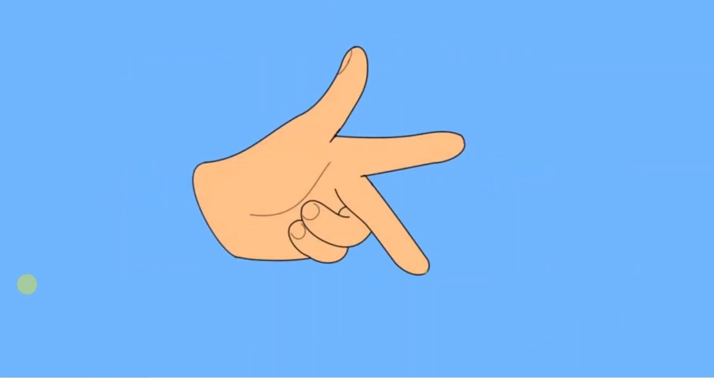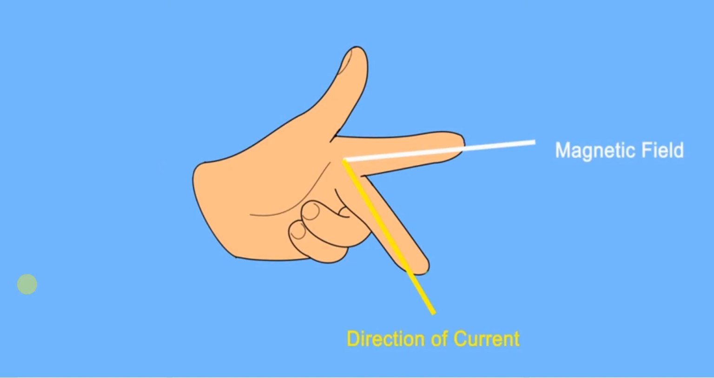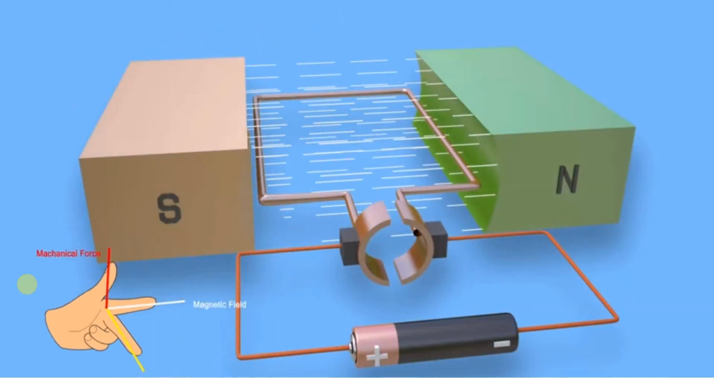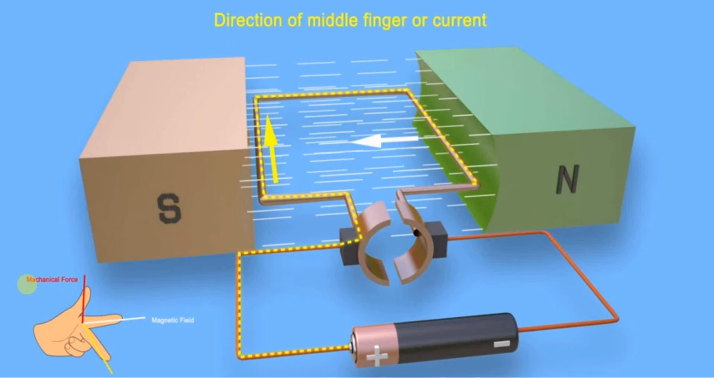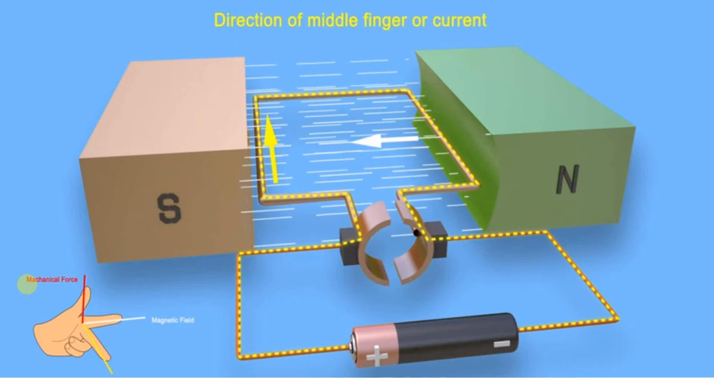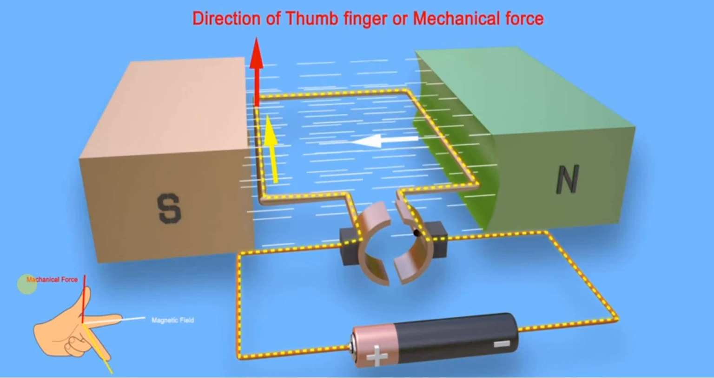To do this, spread out your left thumb, forefinger, and second finger so they are all at 90 degrees to one another. With that, if the forefinger is aligned along the direction of the magnetic field, from North Pole to South Pole, and the second finger is aligned along the direction of the current in the left side conductor, then the thumb indicates the direction of the mechanical force.